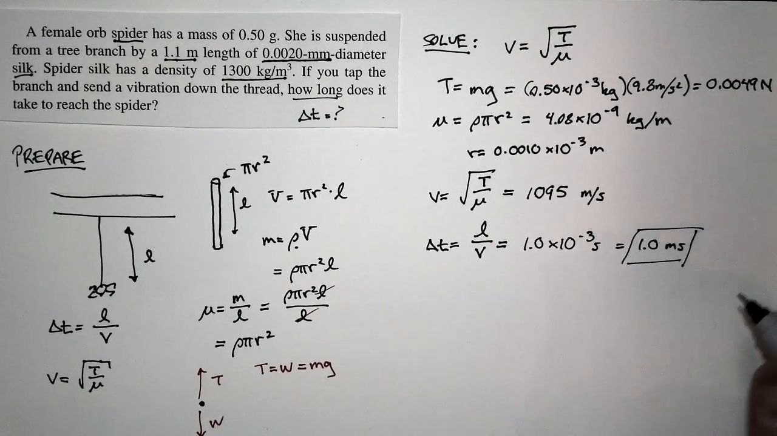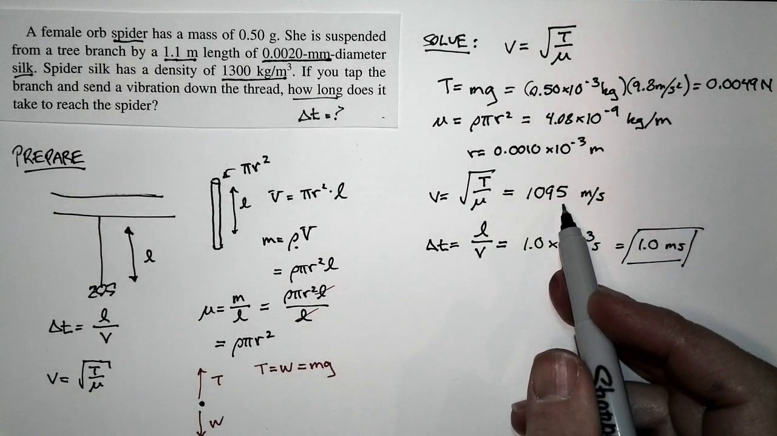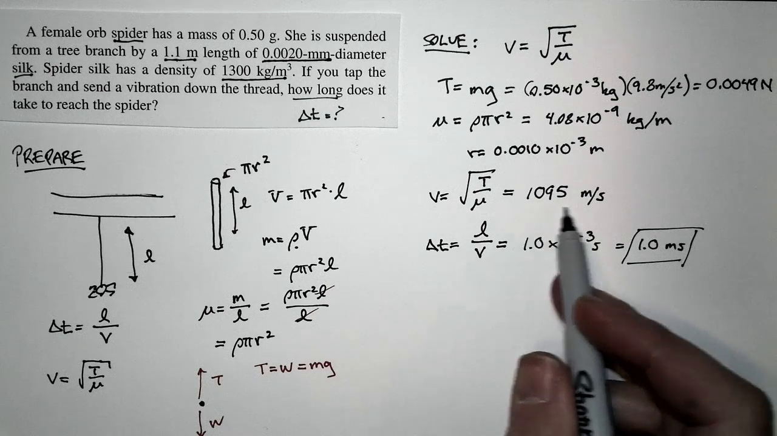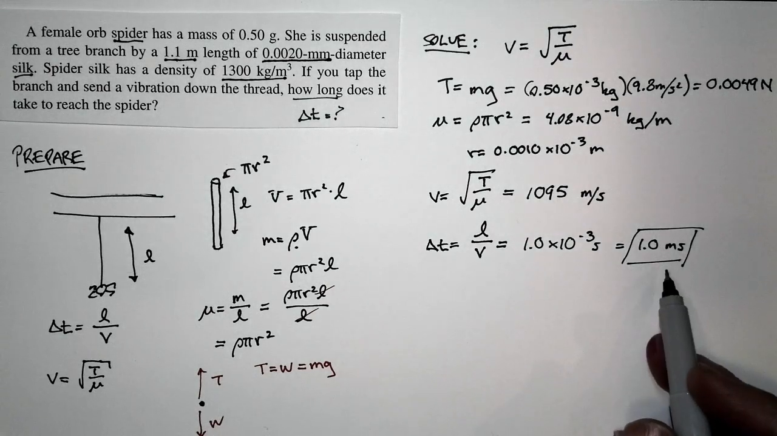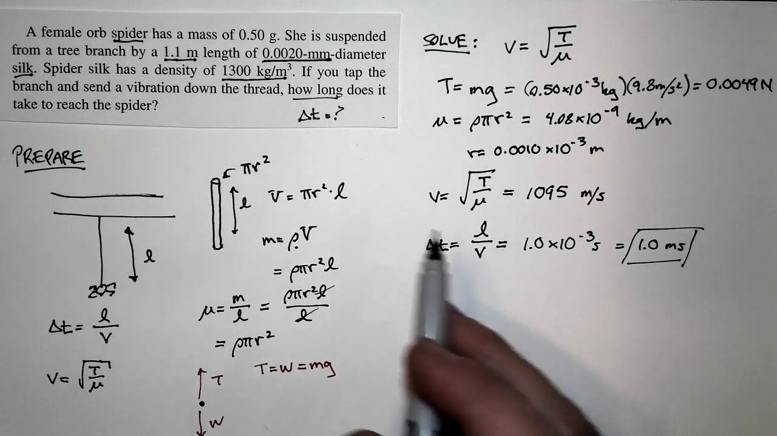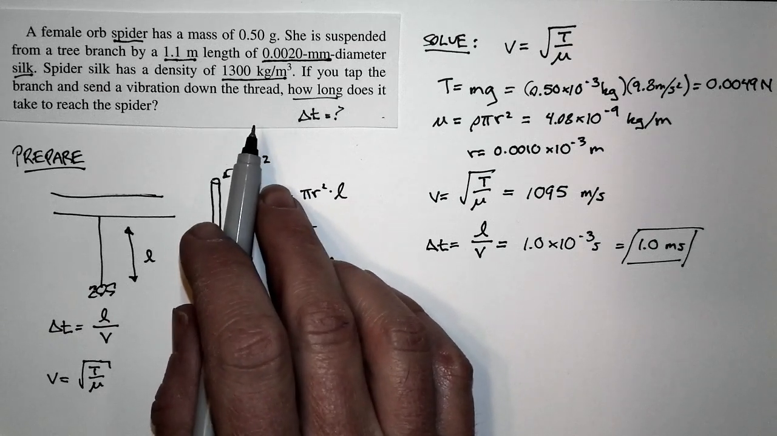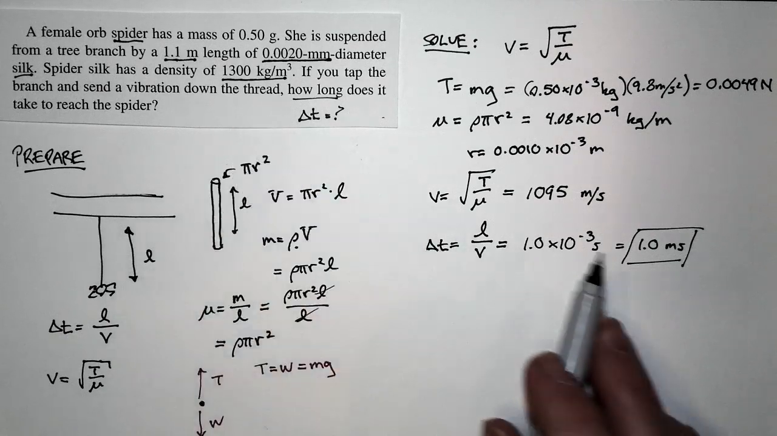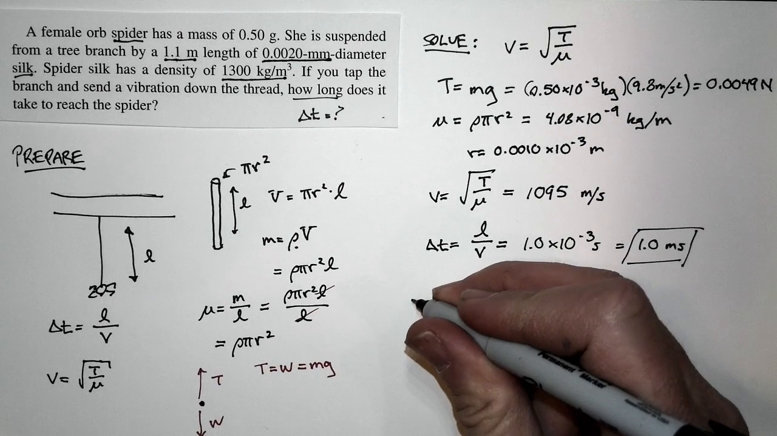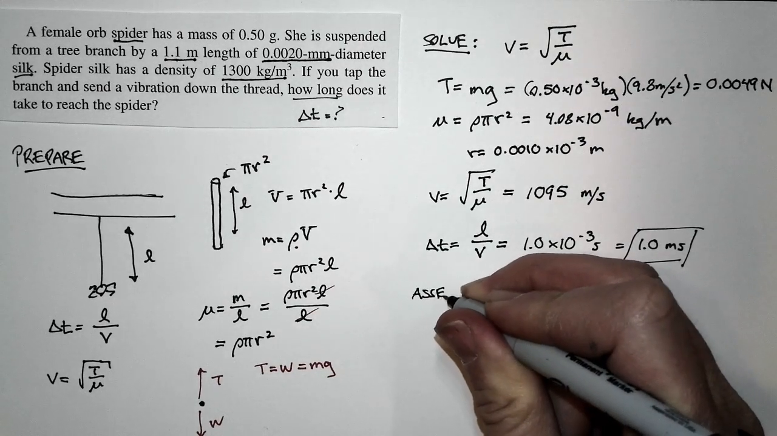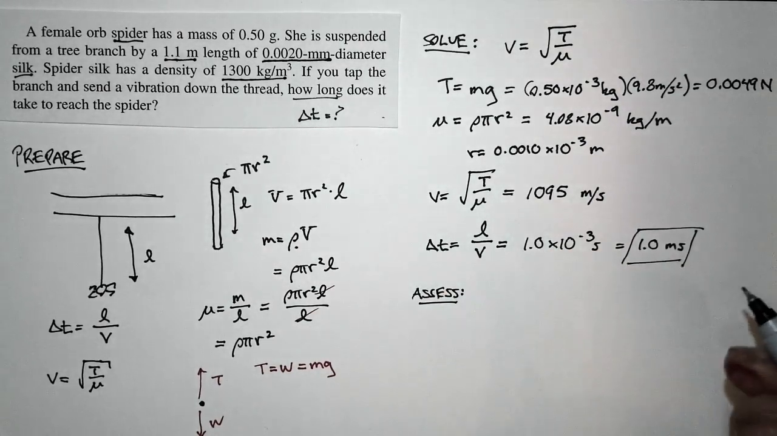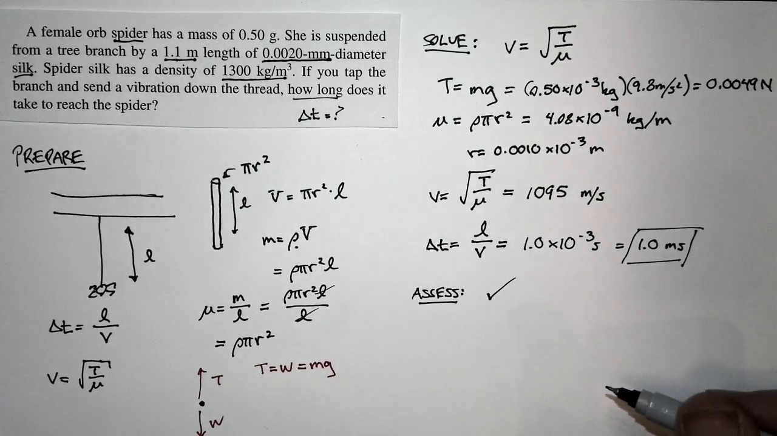Now this speed is reasonable based on what we saw previously, or based on what we said we would expect. And so the time is very, very short, and we expect that to be true. The spider lives and dies by its ability to sense vibrations, and so it needs to be able to sense them quickly. And so ultimately, our answer matches our expectations for how the world works.